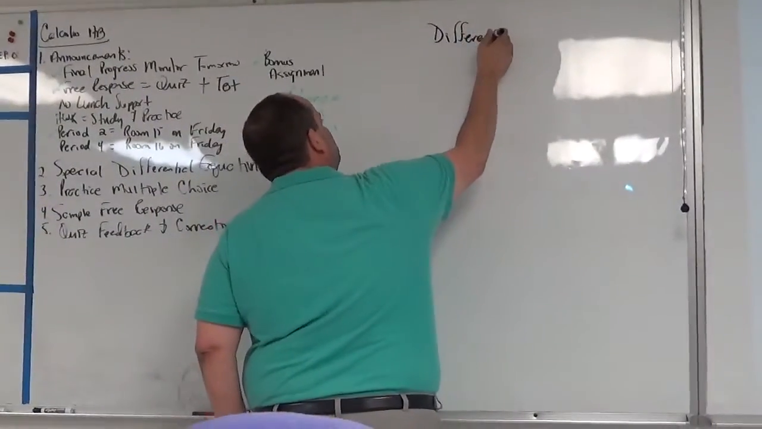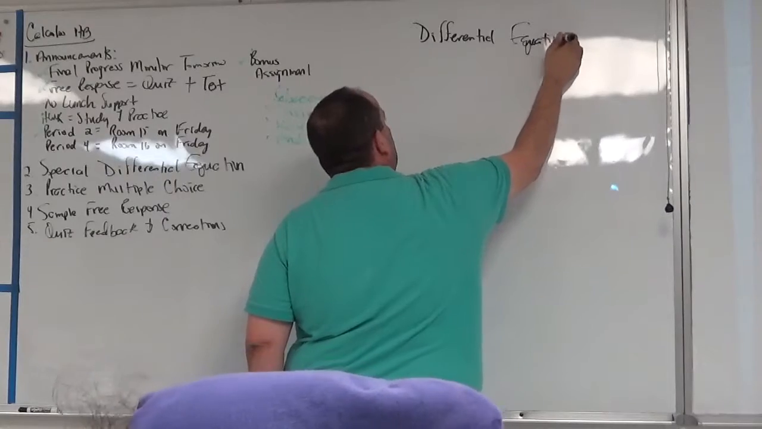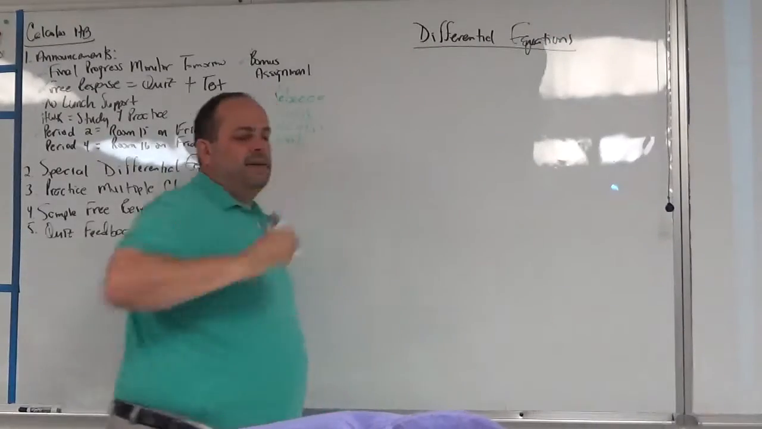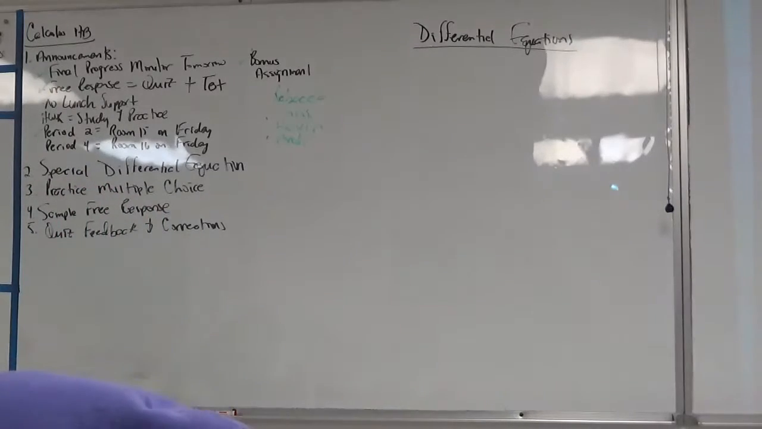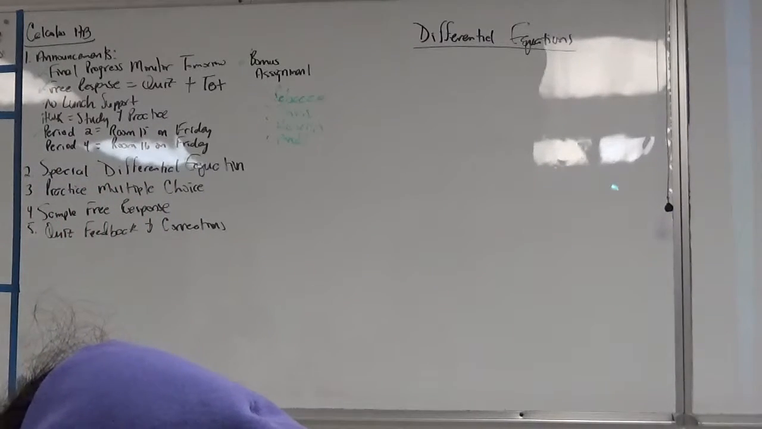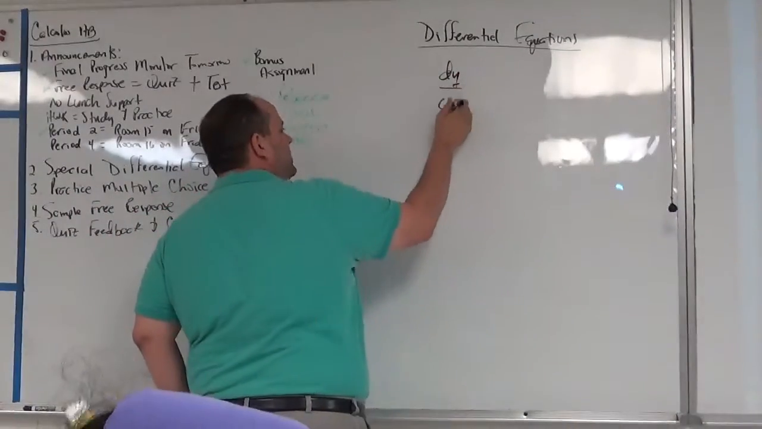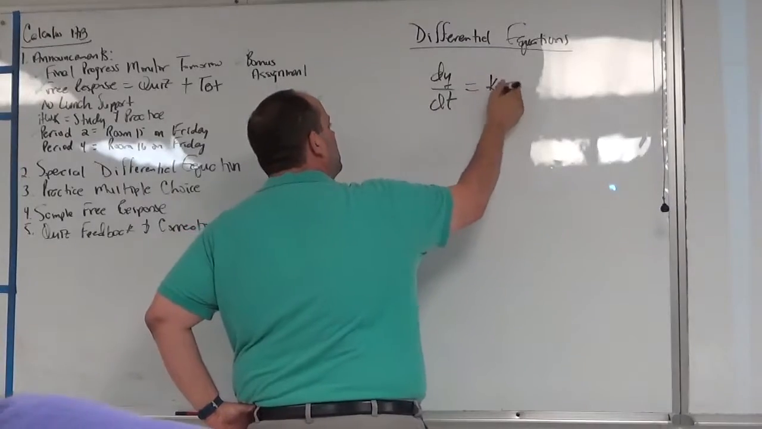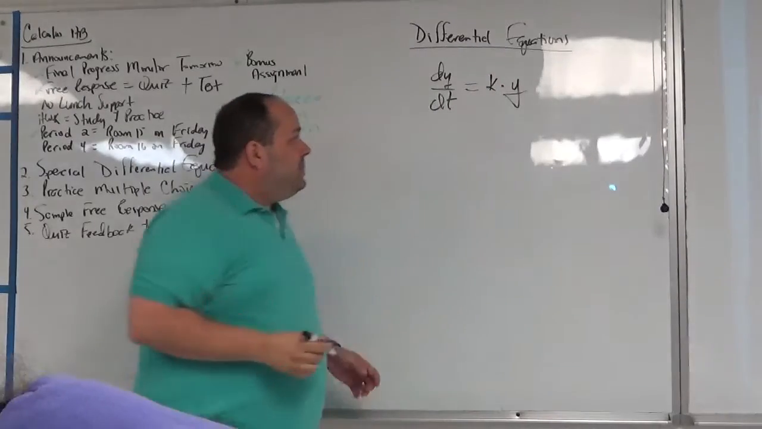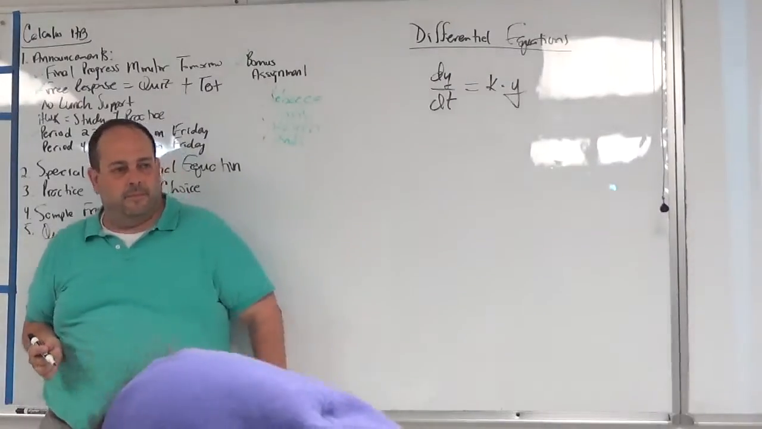Okay, in the world of differential equations, and this is our focus for today, I think we're starting on page 67. You might want to write this down on a separate sheet of paper. There is a very, very special differential equation that looks like this: dy/dt equals k times y.